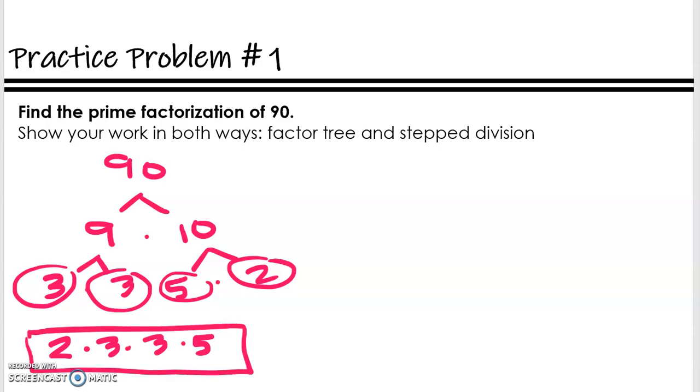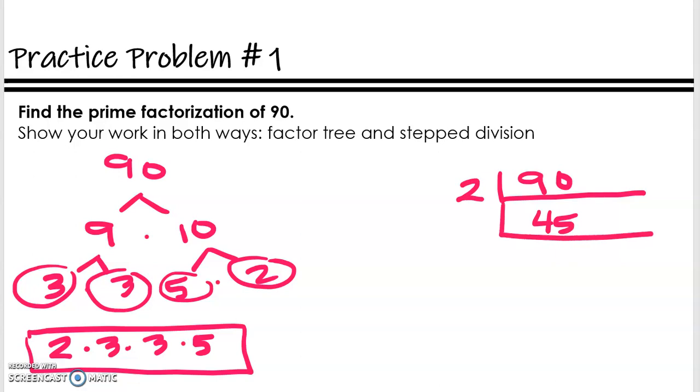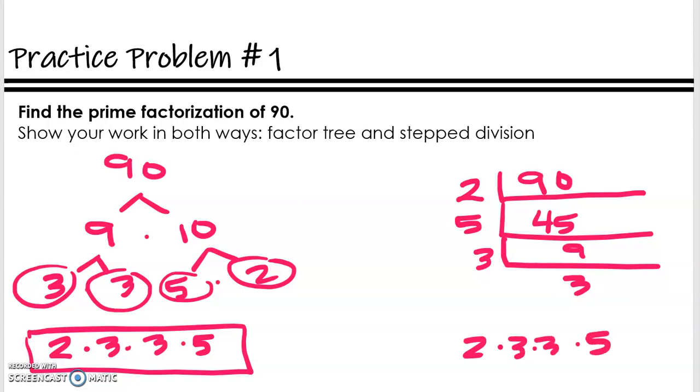So that's how you do it with the factor tree. Step division. I'm going to put 90 here, and I'm going to draw a little step. And remember that with this, you have to divide out by prime numbers. So I'm going to divide by a 2, which is 45. Then I know that I can divide by a 5, which is 9. I can divide that by a 3, and that is 3. Again, I end up with that same answer. I'm just going to put my numbers in order of smallest to largest. And I am done.